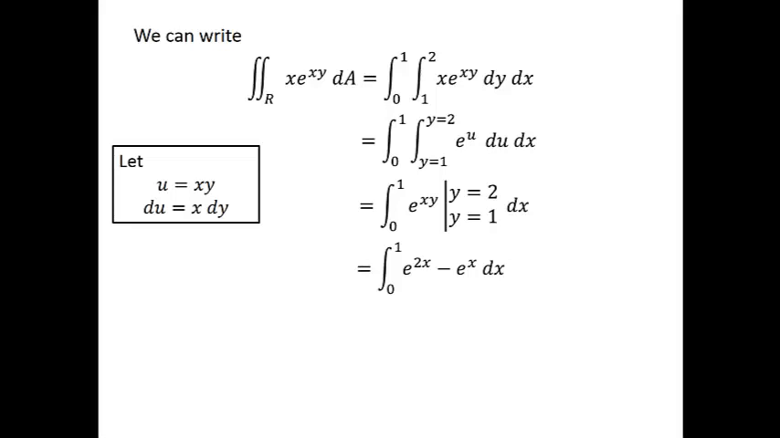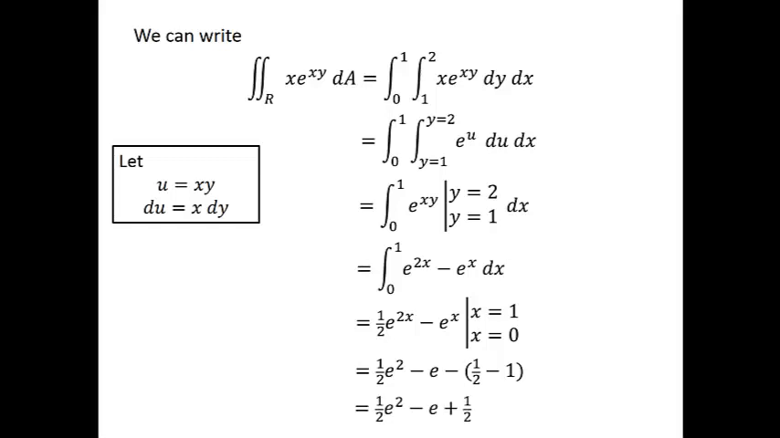Integrating with respect to x, we get 1/2 e to the 2x minus e to the x, evaluating x from 0 to 1. So 1/2 e squared minus e, and then minus 1/2 minus 1. So our final answer is 1/2 e squared minus e plus 1/2. Great. So had we integrated first with respect to x, we would have had to use integration by parts. Since we chose instead to integrate first with respect to y, we were able to get by with the simple u-substitution. Let's look at another example.